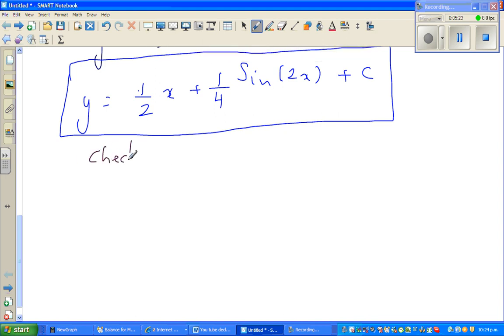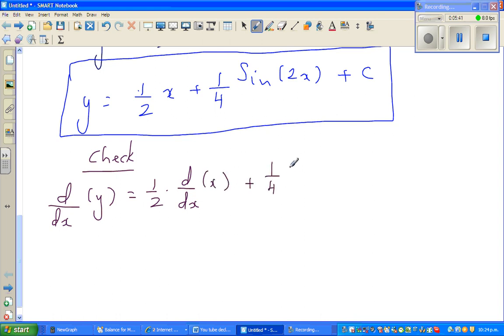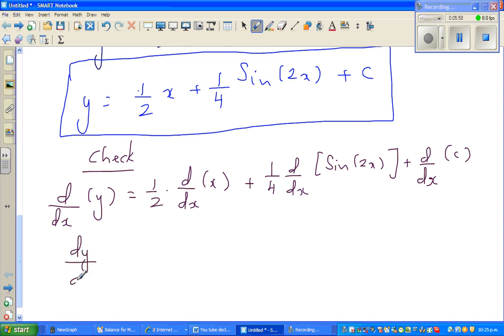If you differentiate both sides with respect to x, that is d by dx of y is equal to half times d by dx of x plus a quarter of d by dx of sine 2x plus d by dx of c, which is a constant. So this is nothing but dy by dx is equal to, d by dx of x is 1, so half, plus a quarter times, you have to use the chain rule, differentiating inside first. When you differentiate 2x, you get 2 times the differentiation of sine, which is cos 2x, and the derivative of a constant is 0.